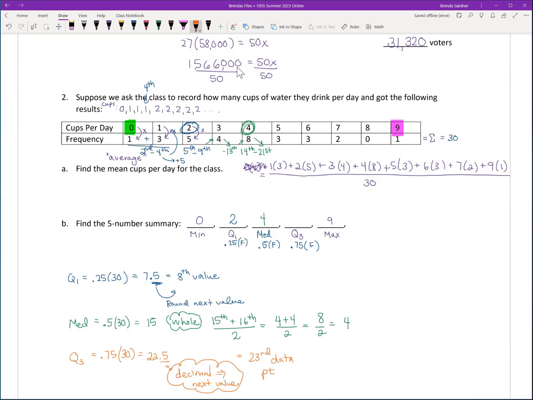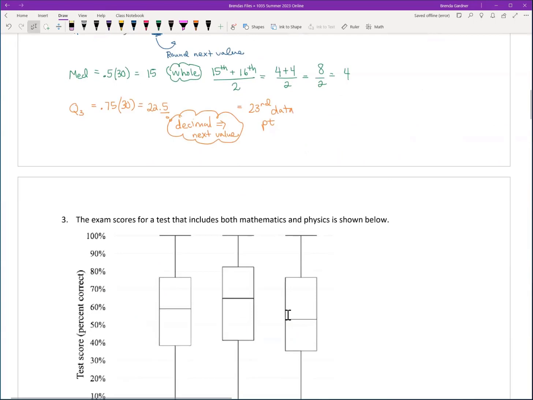Okay, so I'm going to just keep going here. I'm already to the 21st, add 3 more. That's going to take me everything up until the 24th. So the 22nd through the 24th values are 5s. So the 23rd value is going to be a 5. Anyway, I hope that helps with determining Q1 and Q3 as well as the median.